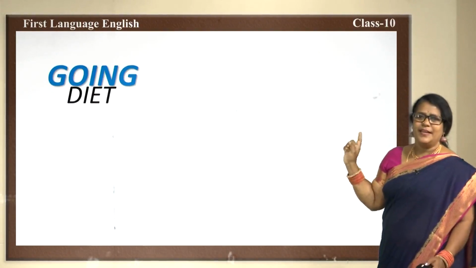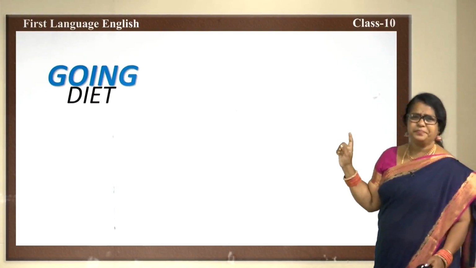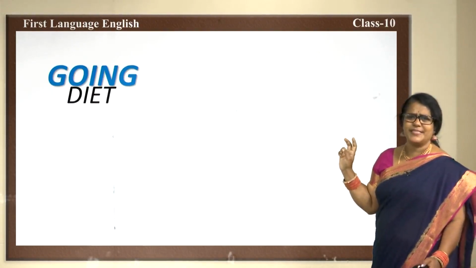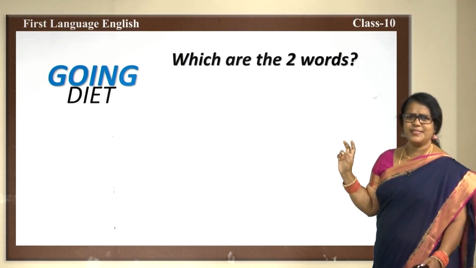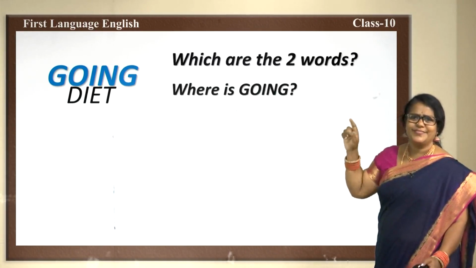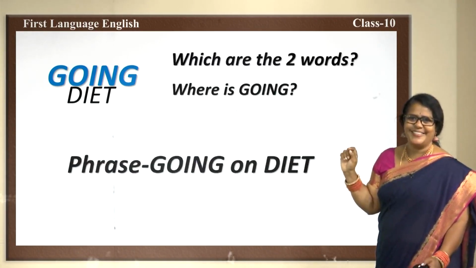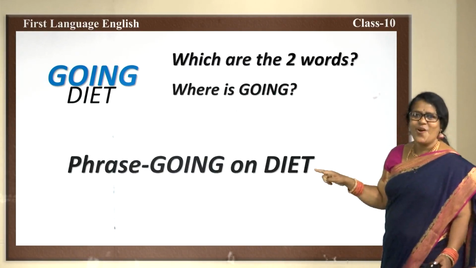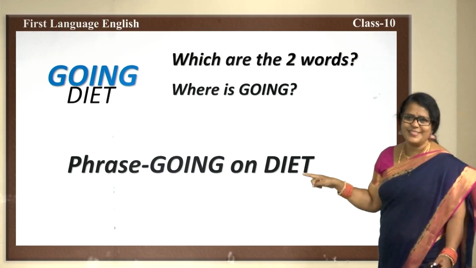Fine. Let's do this one. Okay. There are 2 words. Which are the 2 words? Going, diet. Where is the word going? On diet. Yes. The phrase is going on diet. Okay, this is the phrase.